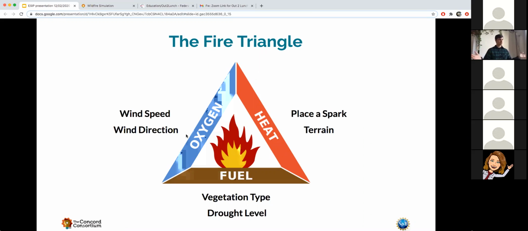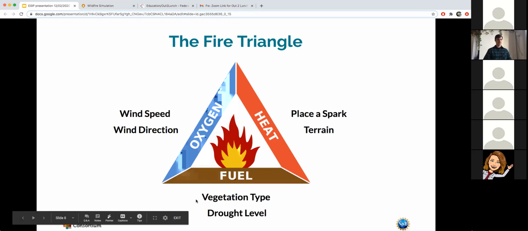It's a majority of oxygen, right? So we allow students and users to control wind speed and wind direction in the model. Then if we look at the fuel part of the triangle here, we have two things related to fuel that you can control. One is the vegetation type, and the other is the drought level or moisture content.